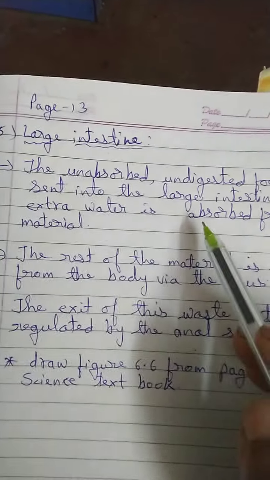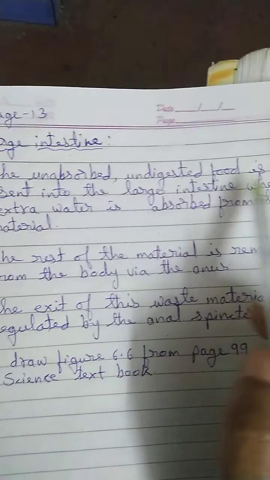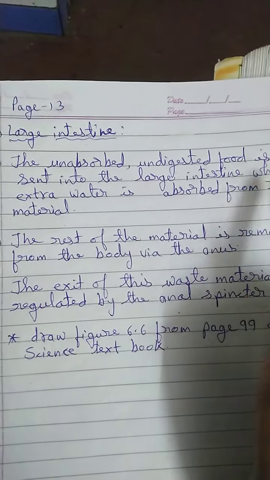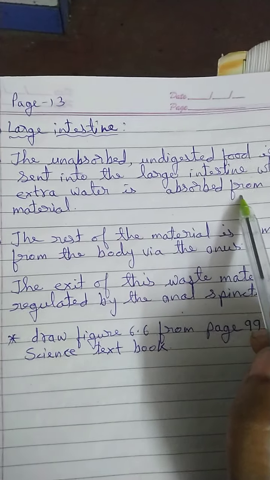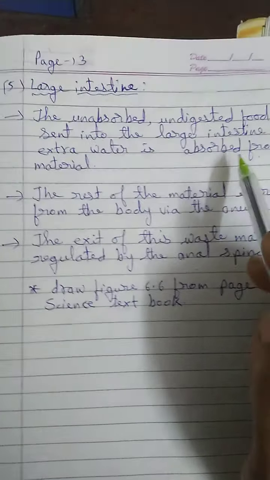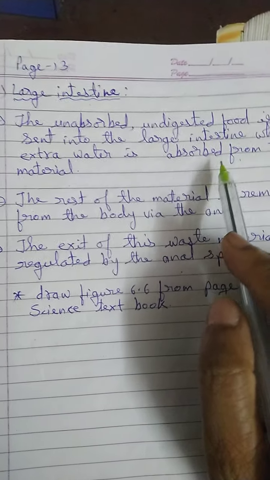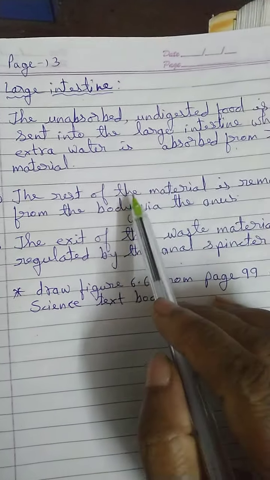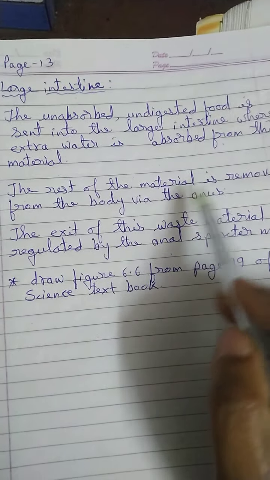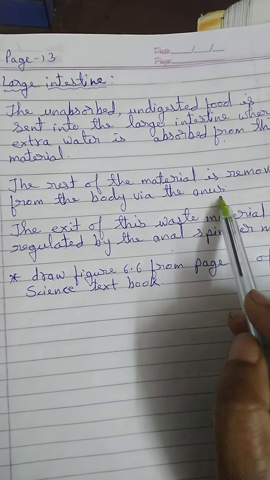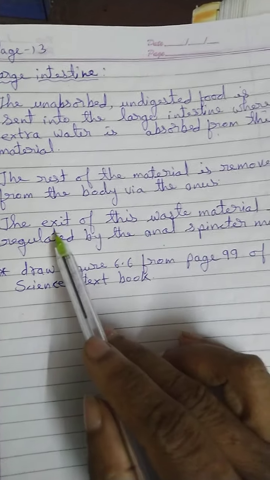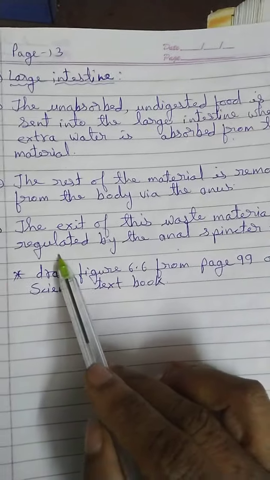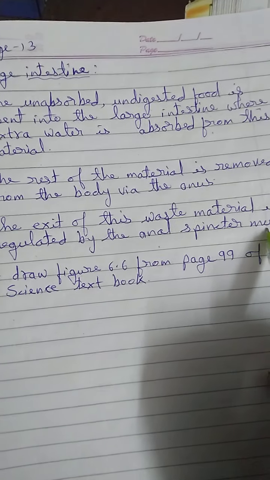Now the large intestine, the unabsorbed undigested food moves into the large intestine where extra water from the food is absorbed, and now the food becomes very dry and it is in the form of the stool. The rest of the material, that is the stool, is removed from the body via anus. Anus is the last part of large intestine. The exit of this waste material is regulated by the anal sphincter muscle.